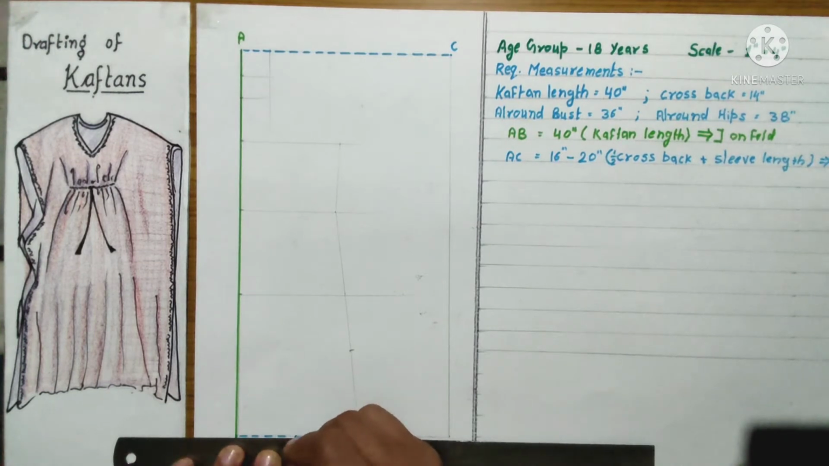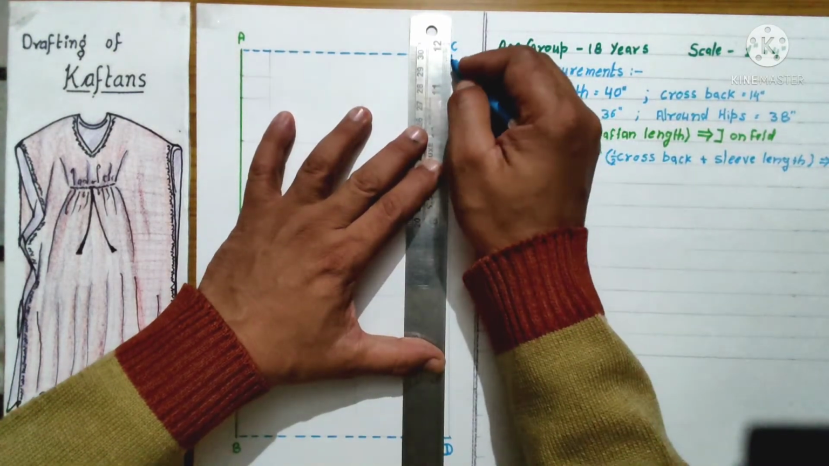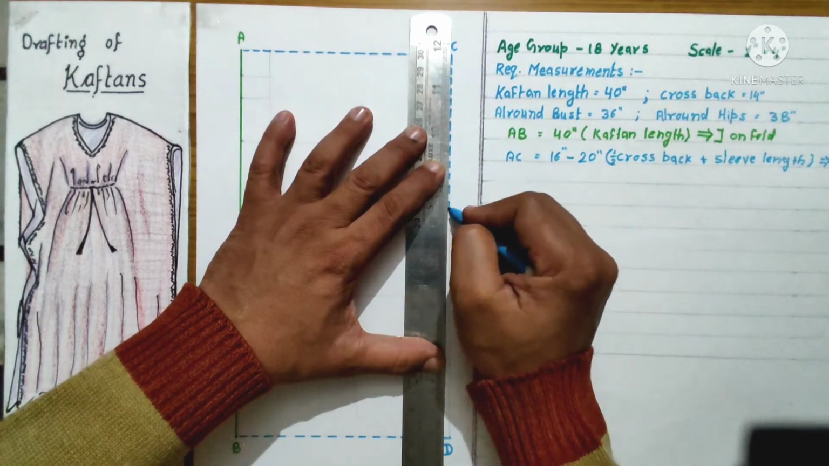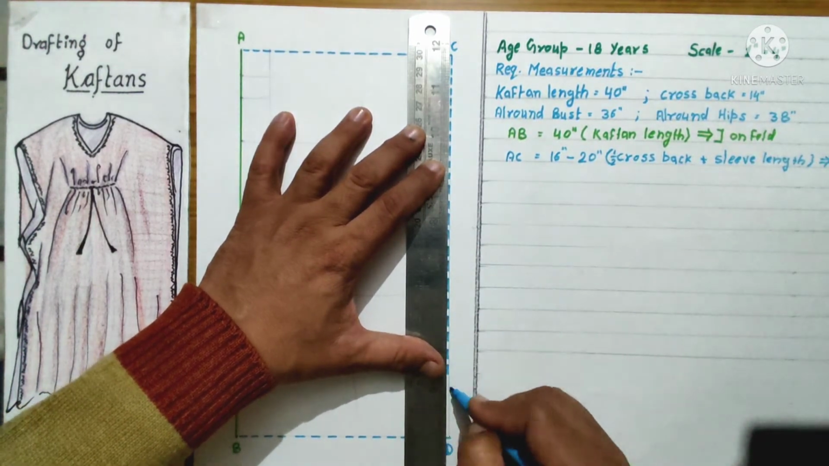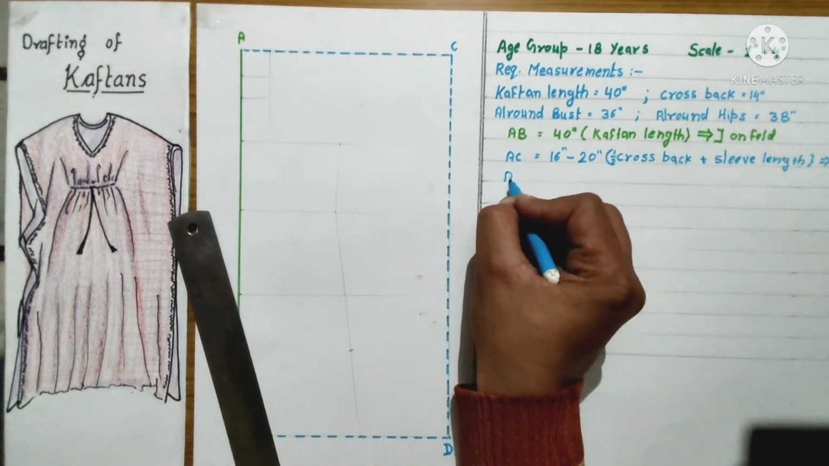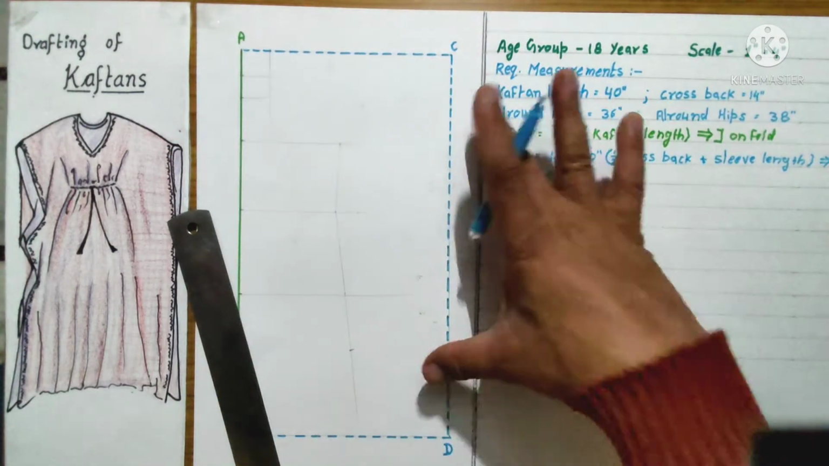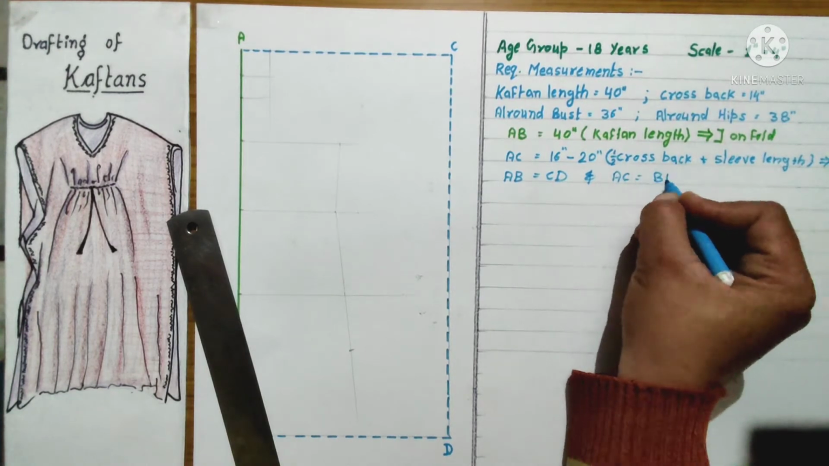In the same way, I'll square out a point D from point B, where BD is equal to AC, and I will join C to D. Simply it is a rectangle ABCD where AB is the length and AC is the width, right? So I'm explaining it: AB is equal to CD, and AC is equal to BD.